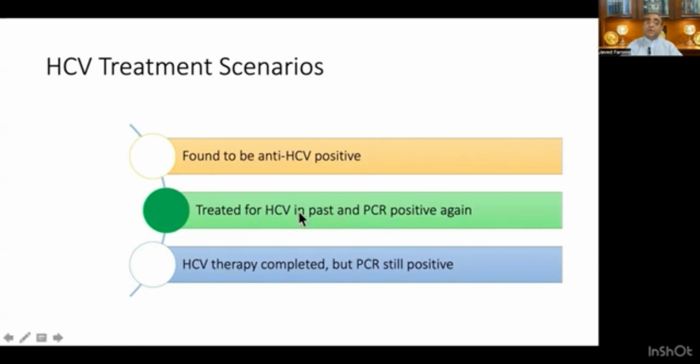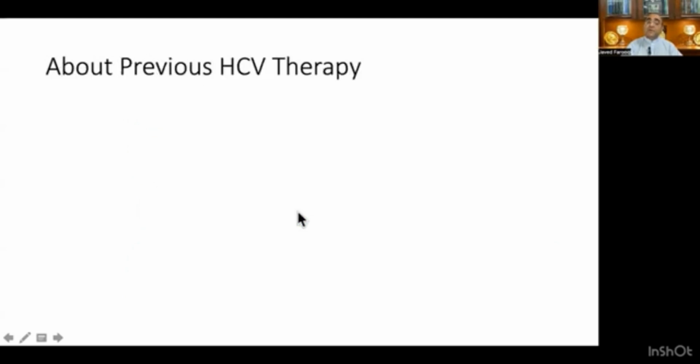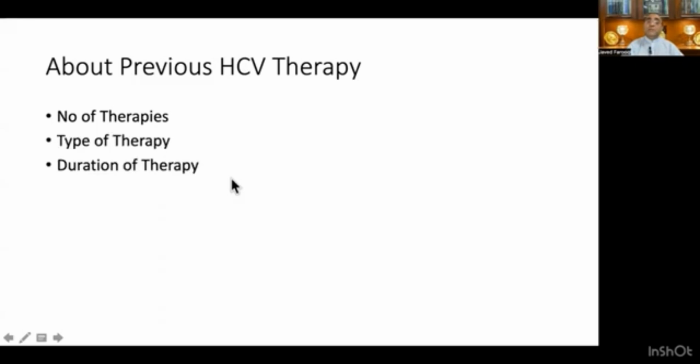So what to do here is the pre-antiviral treatment assessment. You will ask about the number of therapies, how many therapies the patient has received, whether the patient used one therapy, or received standard interferon followed by pegylated interferon, then followed by the sofosbuvir-ribavirin combination or sofosbuvir-daclatasvir combination, or what combination, how many therapies, and whether the patient had completed the therapy or not. Sometimes we prescribe the antiviral treatment and they don't take the treatment for the proper duration and leave the treatment before completion.